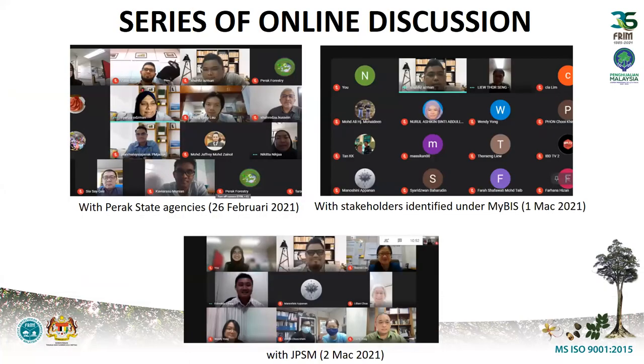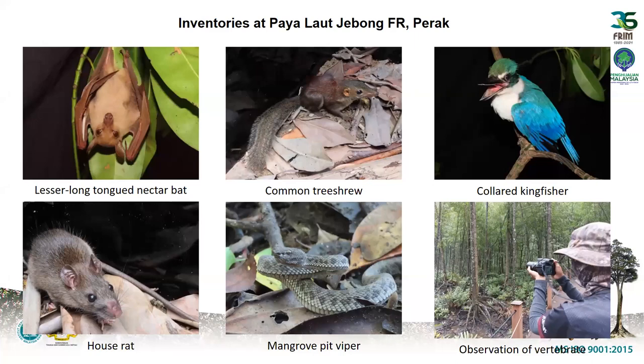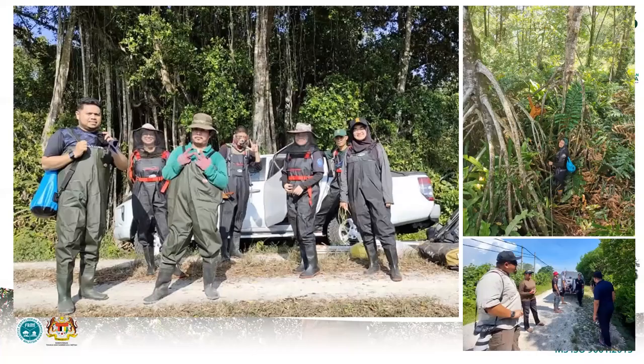And then a series of online discussions we had with the Perak state agencies and stakeholders identified and registered under MyBiz, with the Forestry Department, definitely. And we must also thank, when we went to the site to do the inventory, of course we thank Jabatan Perhutanan Negeri Perak, especially the DFO and rangers who helped us identify the site. And these are some of the photos of the inventory we conducted at Hutan Simpan Jebung, Perak, in the Matang area.